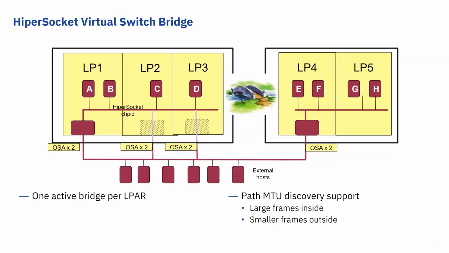So path MTU discovery, when you define that HiperSocket bridge, we'll see you specify the MTU size just as you would for a vSwitch. And it will automatically detect those large packets and send MTU discovery packets back to the offending guest, who will reduce the size of the packet, resend it, and then we're able to send it out through the OSA.